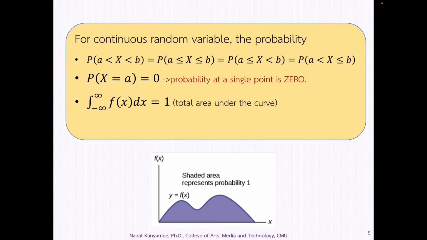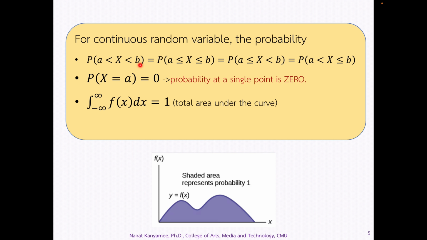We still give back the same value of the shaded area. So the equal sign doesn't make any change for the continuous case. It doesn't make any change to the probability value. Also, if X is continuous and you write down P(X = a), you are trying to find the probability at a single point.